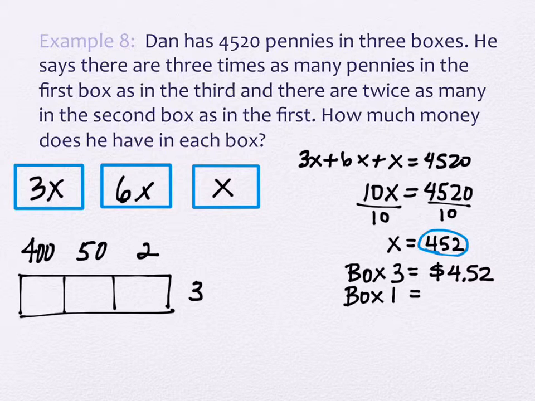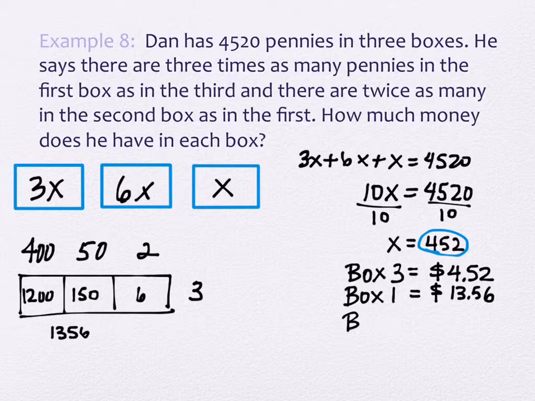So what's 400 times 3? 1,200. What's 50 times 3? 150, and 2 times 3? 6. So if we're looking at these added together now, 1,200 plus 150 plus 6, what do I get? 1,356. So in terms of money, what would that be in box 1? $13.56. And then our last one is box 2.